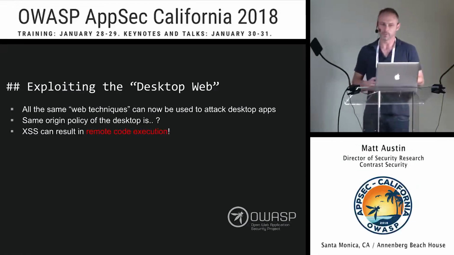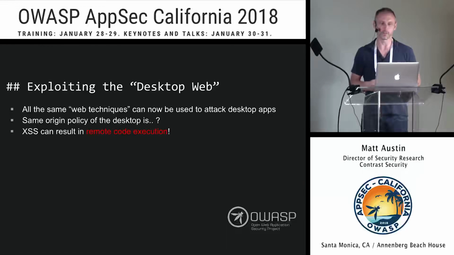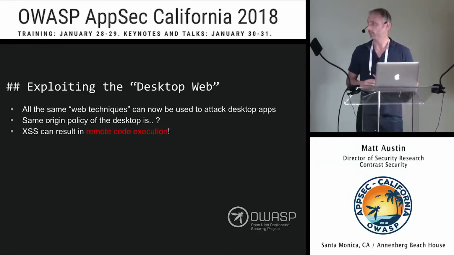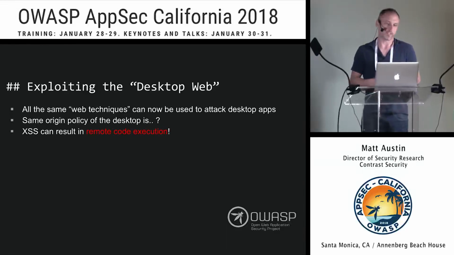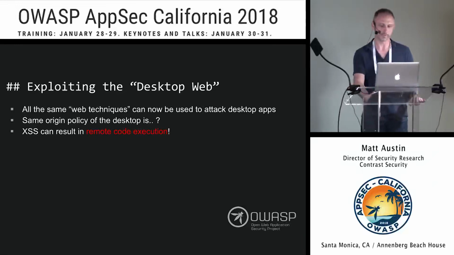There's a bunch of interesting questions, like what is the same origin policy of a desktop app? You're not visiting a URL. What policy should it have? And then there are really interesting consequences. If I can execute JavaScript, sometimes that can turn into remote code execution. In a lot of cases, that can turn into remote code execution.